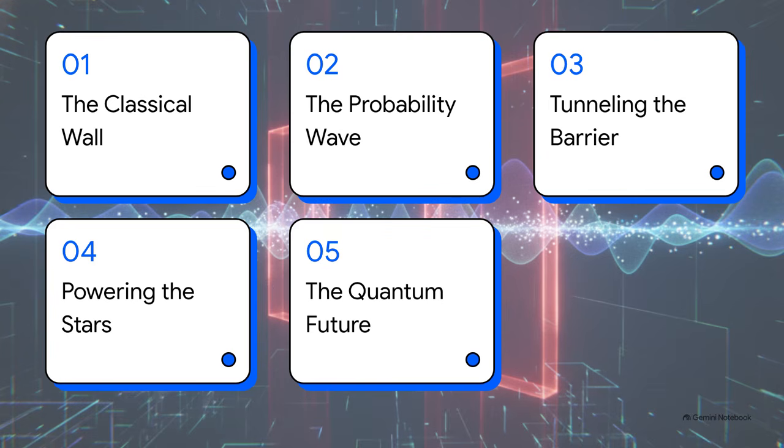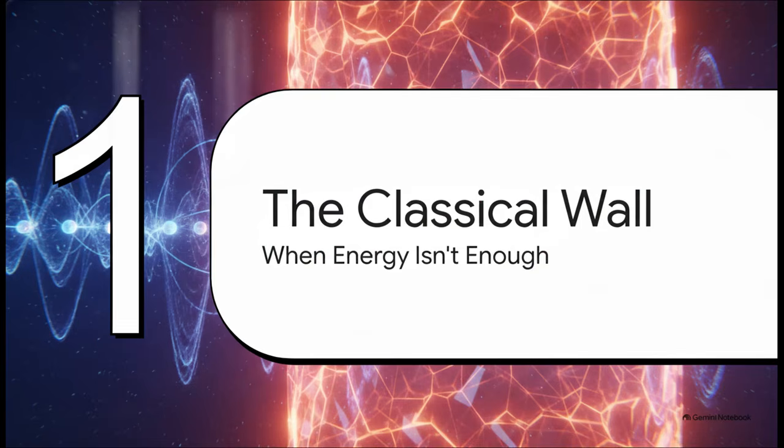Here is our roadmap for today's explainer. We're going to cover 1. The classical physics wall. 2. Enter the probability wave. 3. Tunneling through the barrier. 4. Powering the stars. And 5. Building the quantum future. Let's start with part 1, the classical physics wall, when energy just isn't enough.